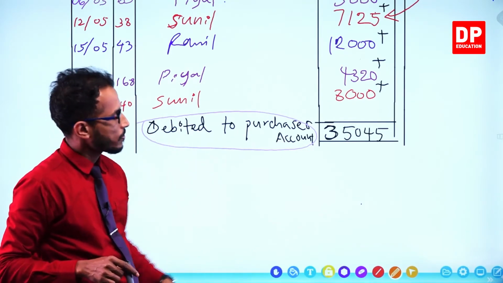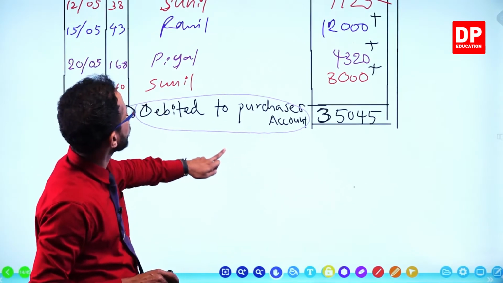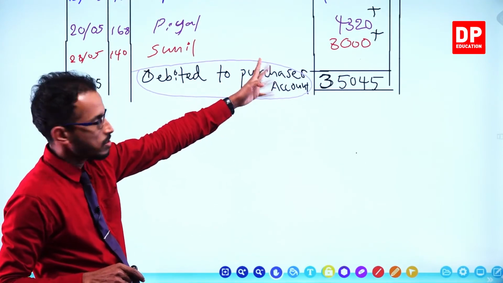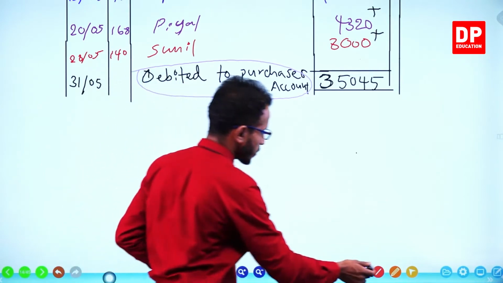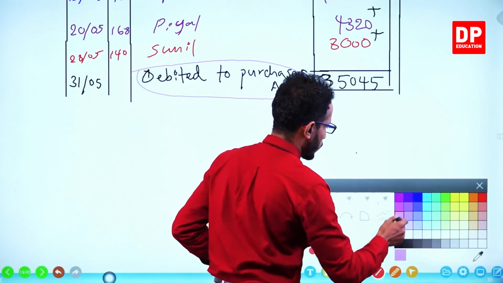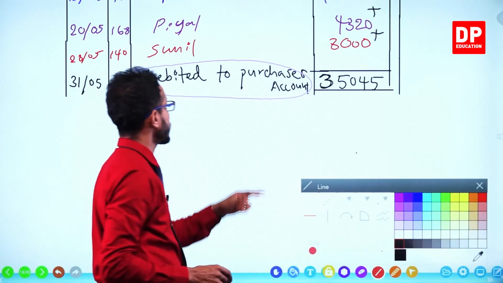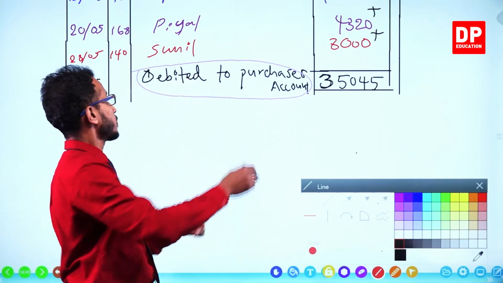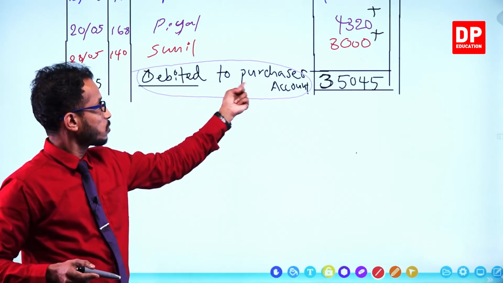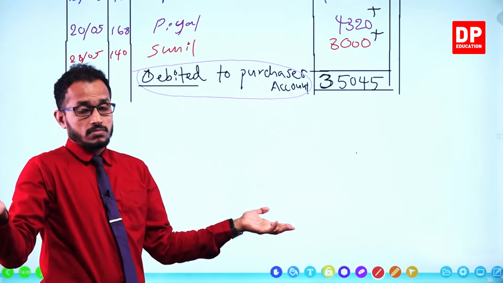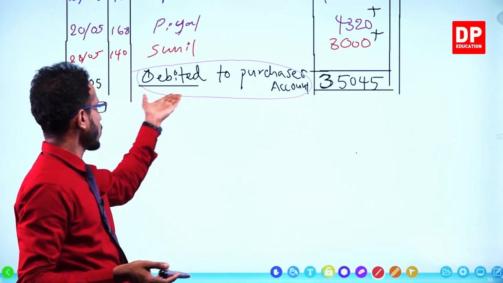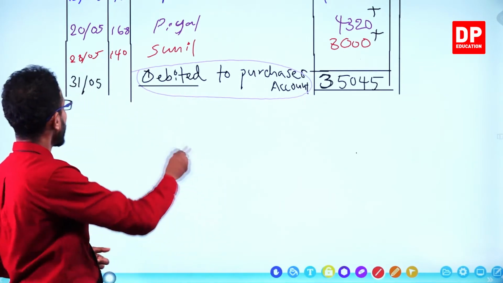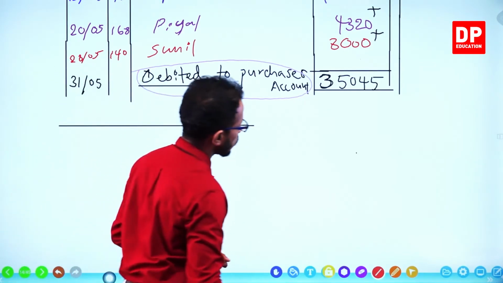Debited to purchases account. Now it's just a matter of transferring the entries to the relevant ledger accounts. And you know that we need a purchases account because it says here debited to what? Purchases account. So what more can you ask me? There should be a purchases account. Here you go. This is the purchases account.